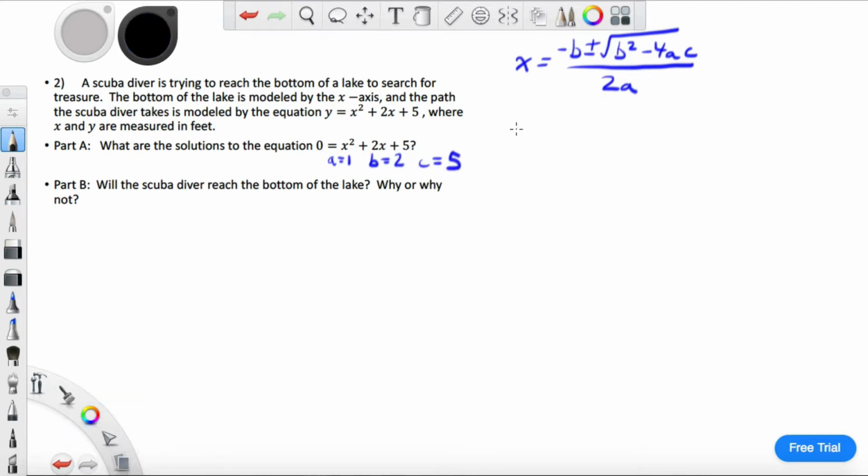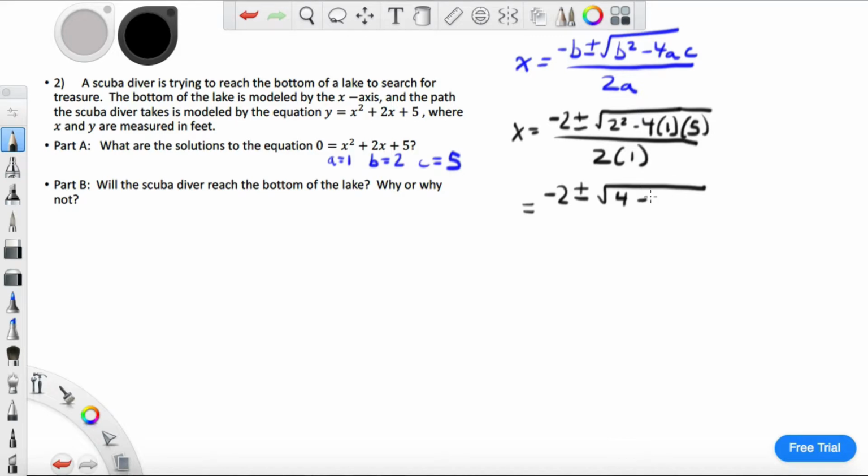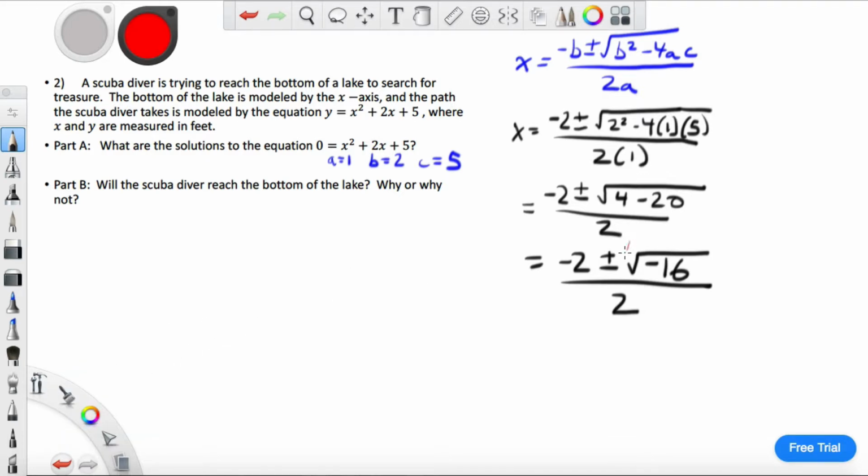So let's go ahead and solve this. x equals negative 2 plus or minus the square root of 2 squared minus 4 times 1 times 5, all over 2 times 1. Okay, so we know that it equals negative 2 plus or minus the square root of 4 minus 20, all over 2, which is the same as negative 2 plus or minus the square root of negative 16, all over 2. All right, so we've got a little thing going on here. What happens when you try to take the square root of a negative number?